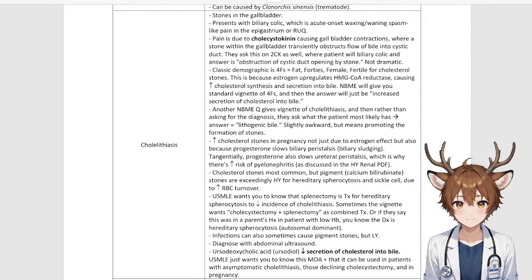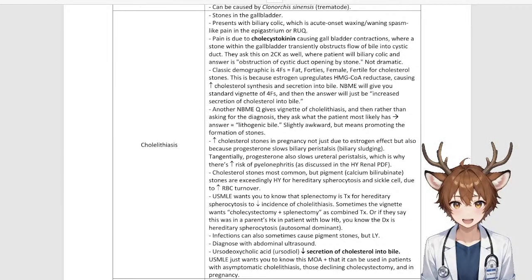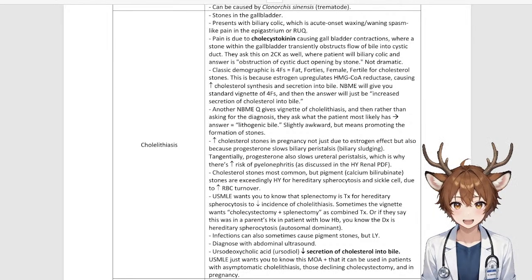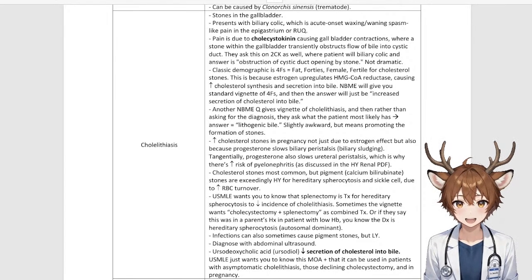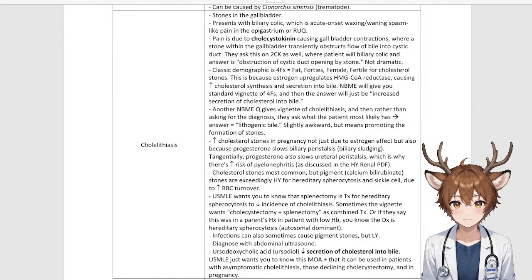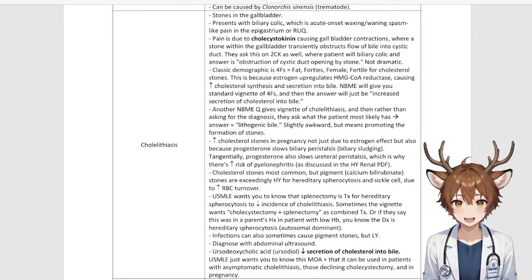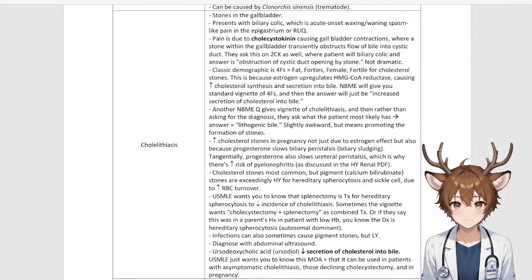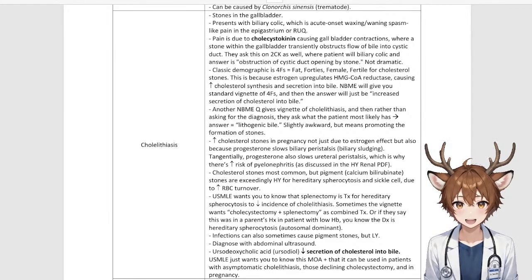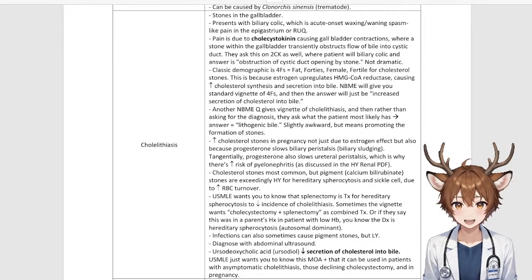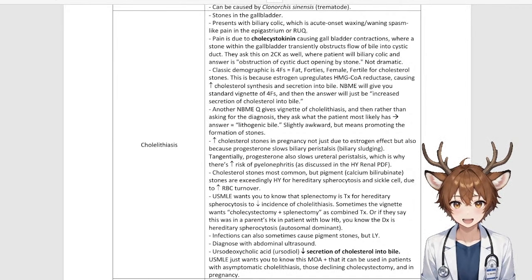Another NBME question will give a vignette of cholelithiasis, and rather than just asking for the diagnosis, they will ask what the patient most likely has. The answer would be a lithogenic bile. Slightly awkward, but it means promoting the formation of stones. Cholesterol stones are elevated in pregnancy, not just due to the estrogen effect, but also because progesterone slows biliary peristalsis, causing biliary sludging. Tangentially, progesterone also slows ureteral peristalsis, which is why there's an increased risk for pyelonephritis, as discussed in the high-yield renal PDF.